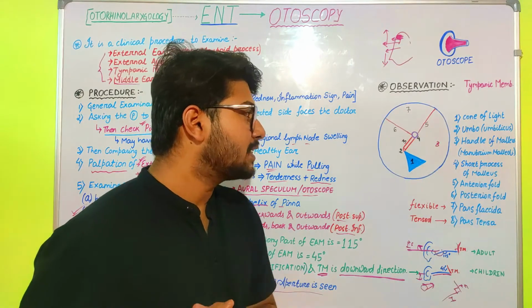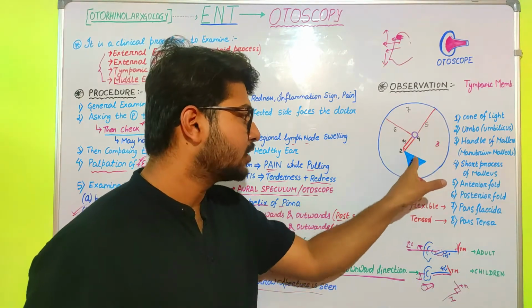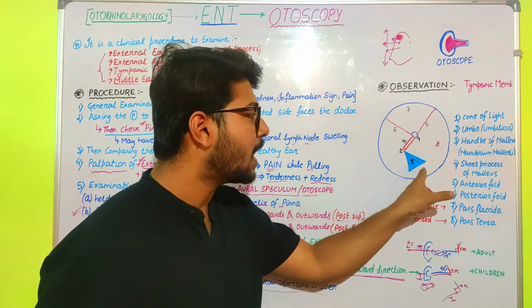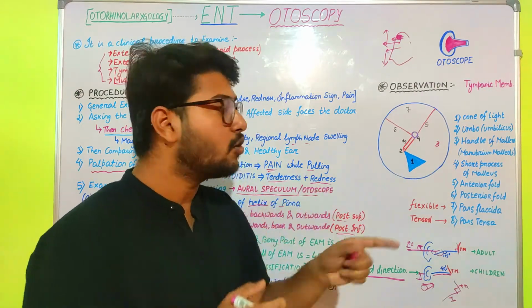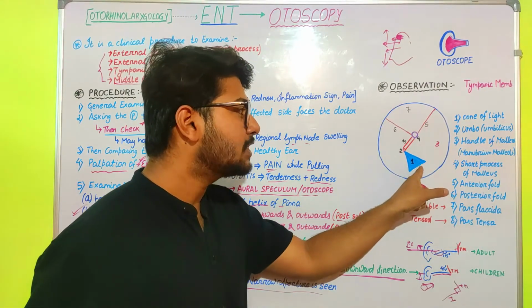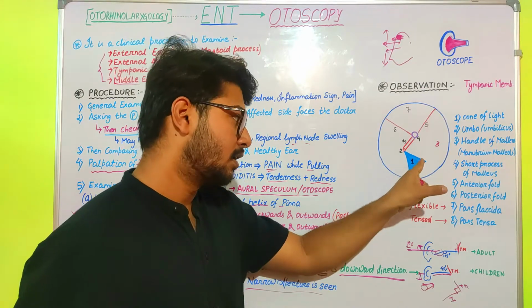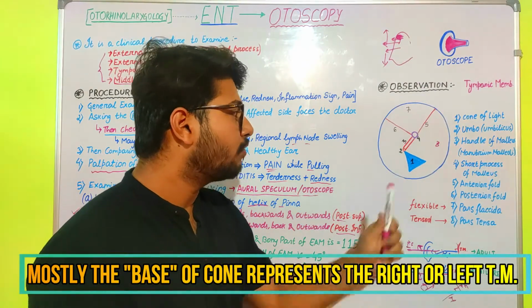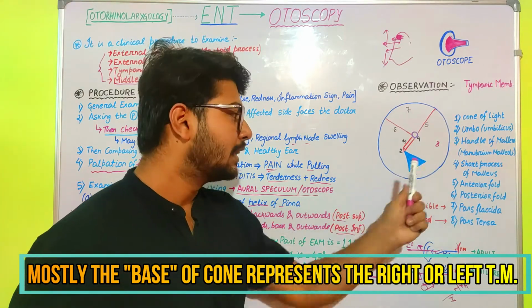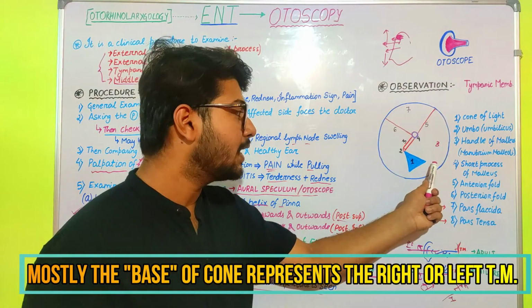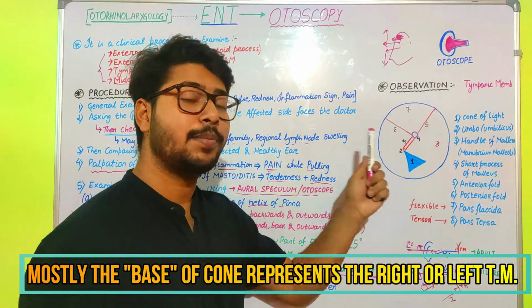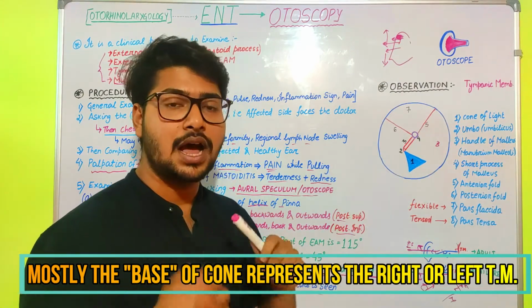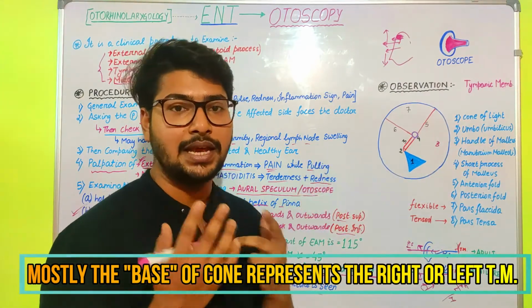It also represents the side of the ear. Through this structure we can tell which ear it is. If we observe the tympanic membrane, through this cone of light we can conclude which ear it belongs to. If the cone of light is present on the right side, the answer is the right ear, and if the cone of light is present on the left side, the answer is the left ear tympanic membrane.